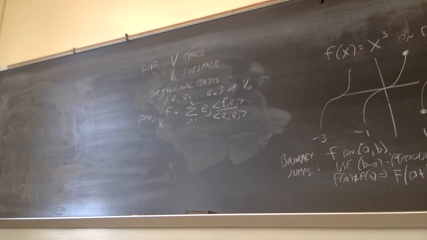So if it's from 0 to 1, that's where we put the 2 out front. 2 over A, where A is 1.